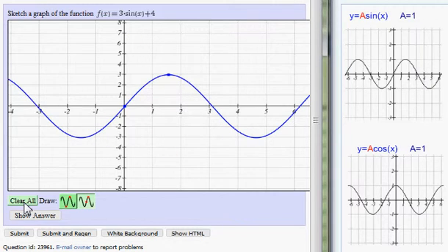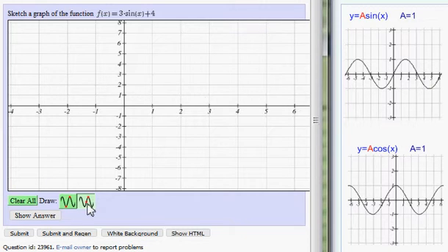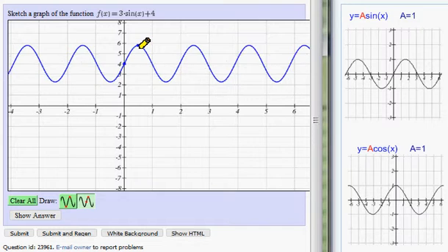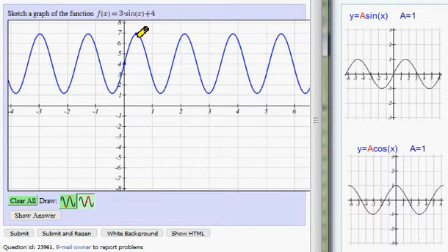So let me clear this drawing, start over. I'm going to click the second icon. I'm not going to start at 0, 0 because the midline is not going through 0, it's going through 4. So I'm going to click and hold down at 4. And I need to go as high as 3 units higher than 4, which would be 7. So right now I have my amplitude right and my midline.